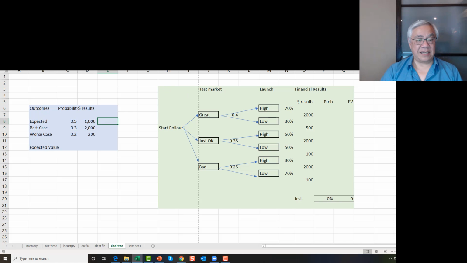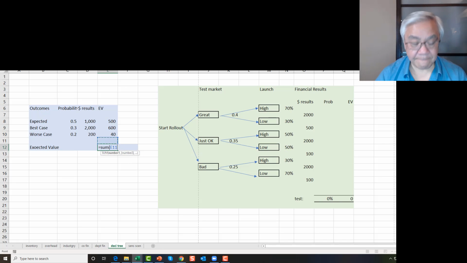So now let's use the technique of expected values. So I'll just put EV here. The expected case is 50% probability that we'll get 1,000. The best case is 30% probability that we'll get 2,000. And the worst case is 20% probability that we'll get 200. When we add those together, we get a number of 1140. So that is the expected value.